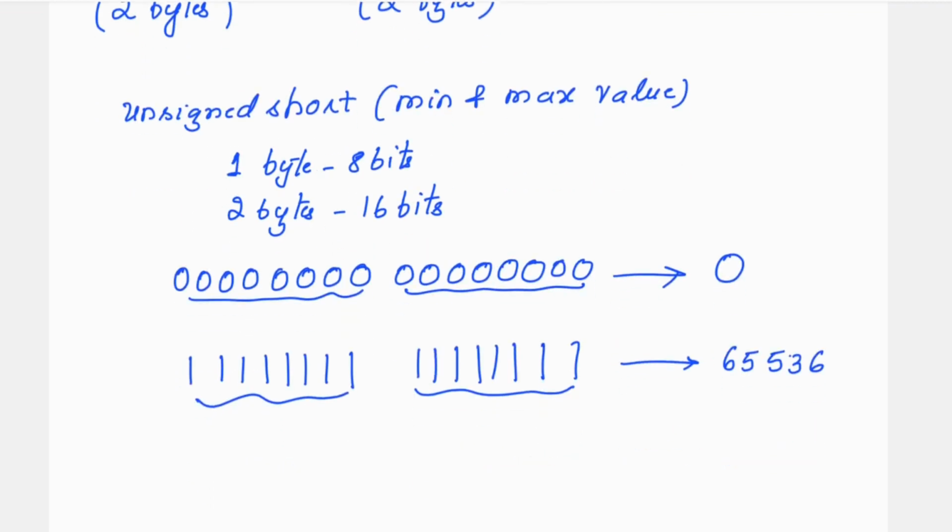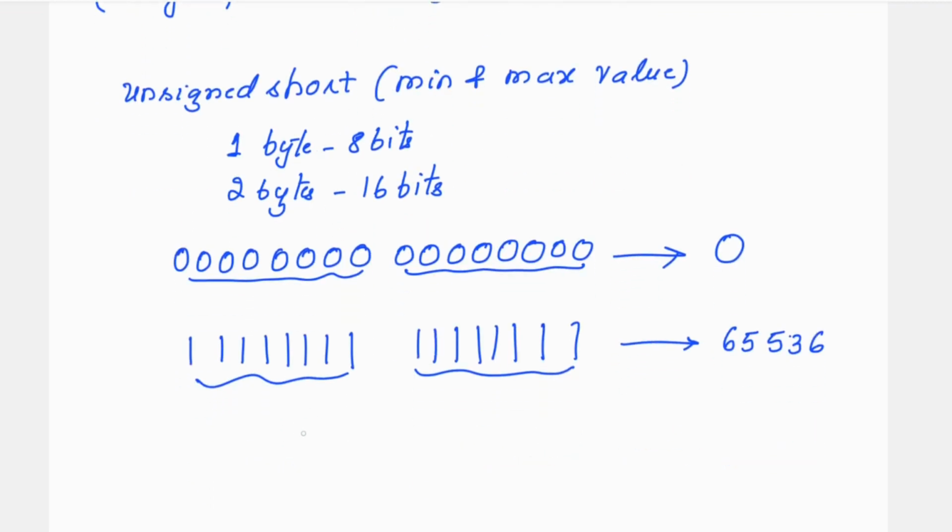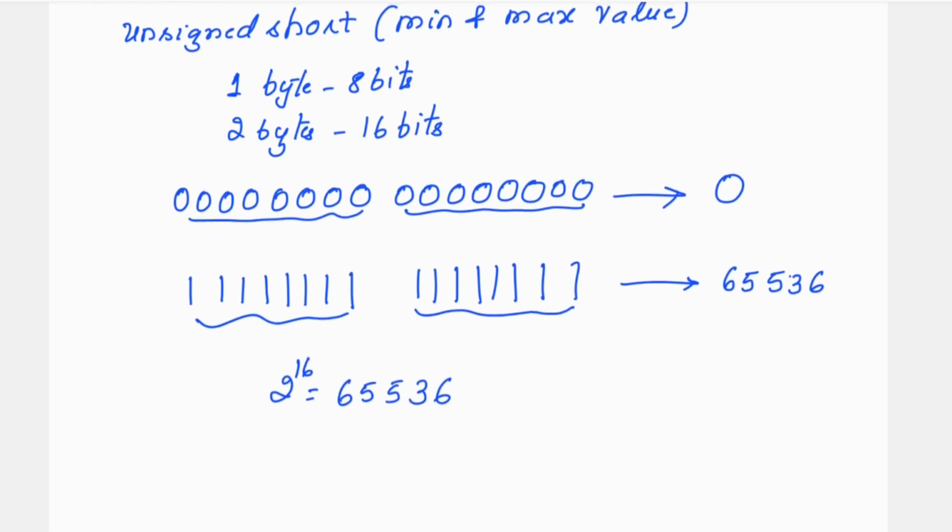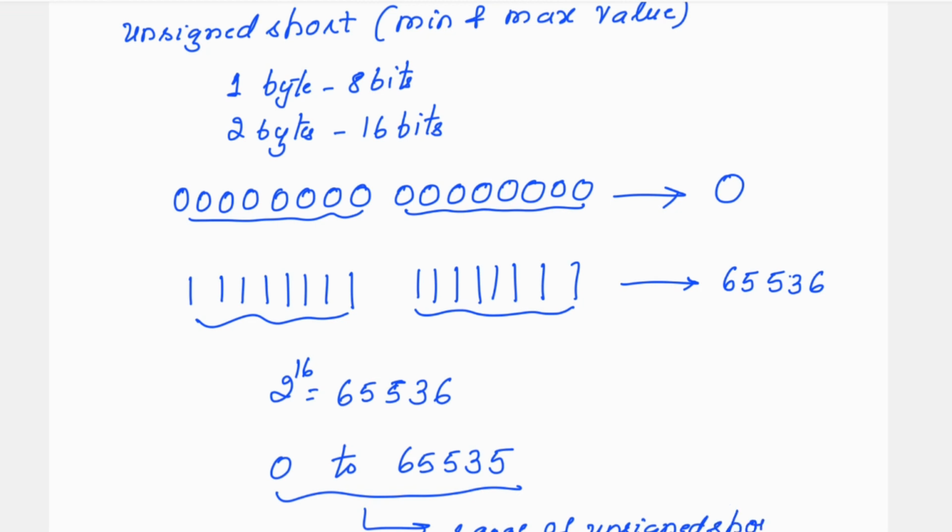If all 16 bits are ones, the decimal value is 65,536. So how to find out this? Because you are using 16 bits here to represent the value, 2 to the power of 16 is 65,536. And here you have to see that the range for this unsigned short is from 0 to 65,535. Because you have the maximum value 65,536, but your starting value is 0, hence it will end at 65,535. So you remember this. This is the range of unsigned short int.